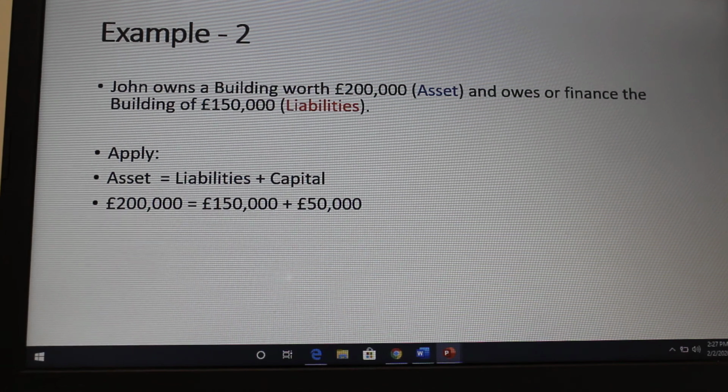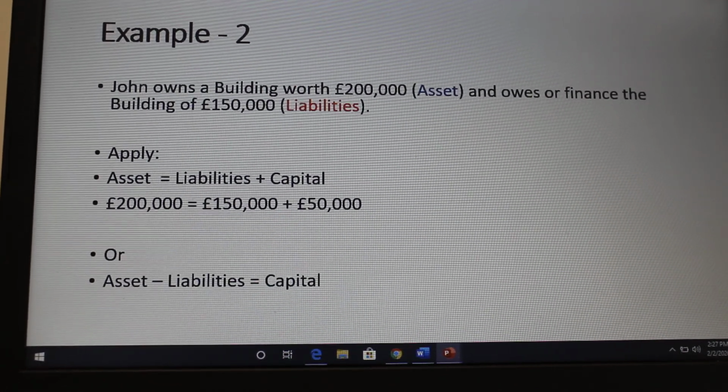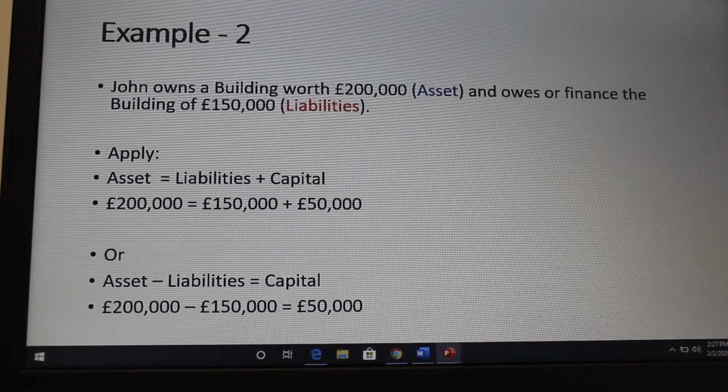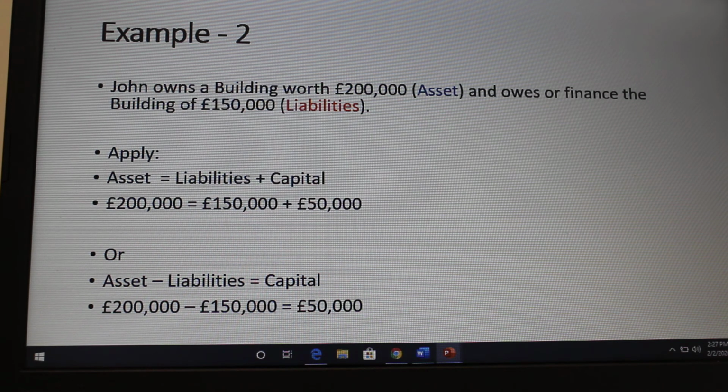So to balance the equation, with an asset of 200,000, we can rearrange it like this. Hopefully, you would have done that quickly. So the asset of 200,000 minus the liability of 150,000 is equal to 50,000 in capital.